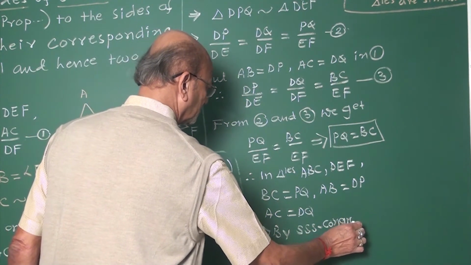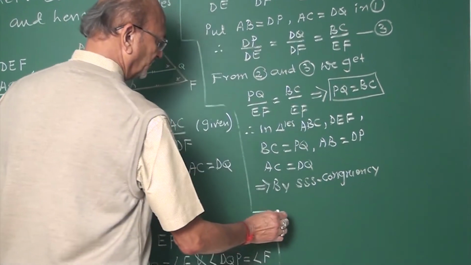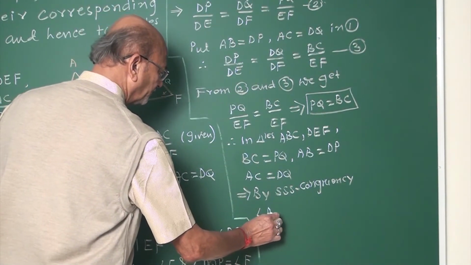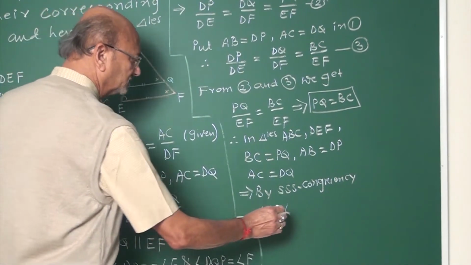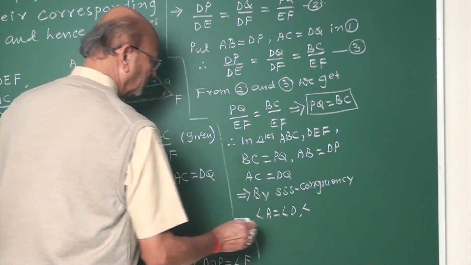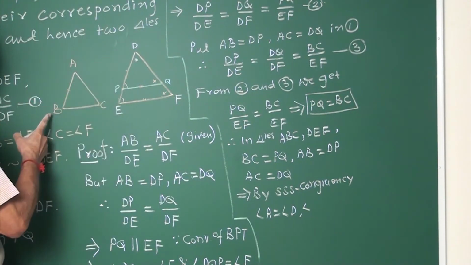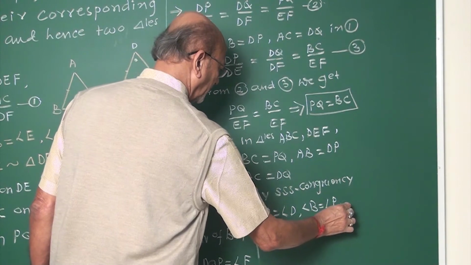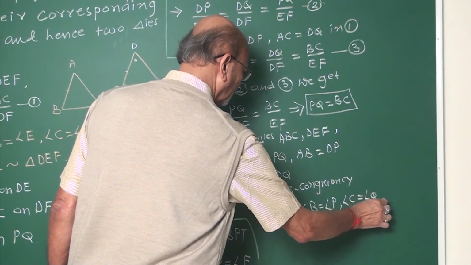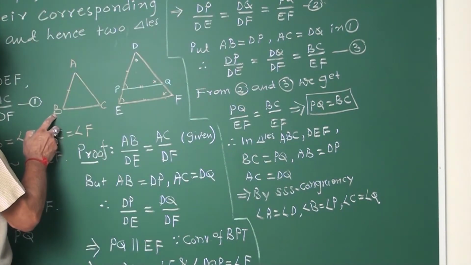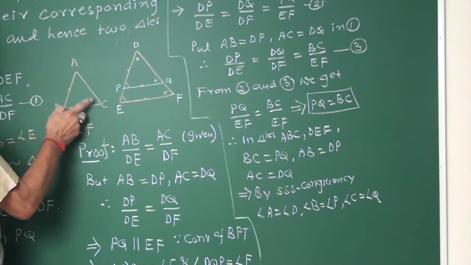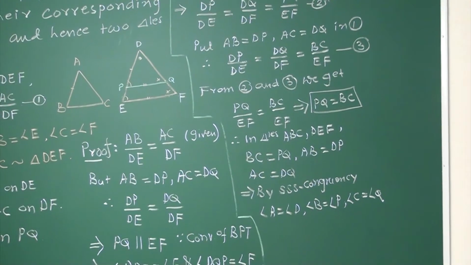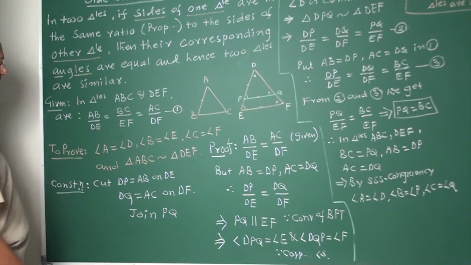done in 9th standard, congruency, angle A equal to angle D, angle B is angle P, and angle C is angle Q. Yes, my friends. B is P, C is Q, A is D. But what is given, my friends? What is given? Write it.